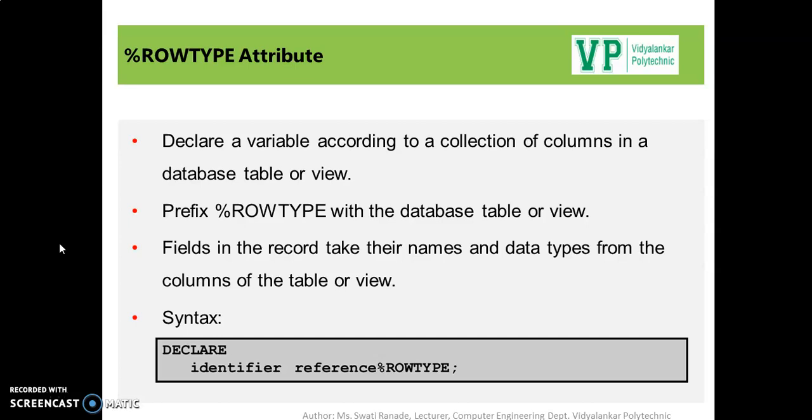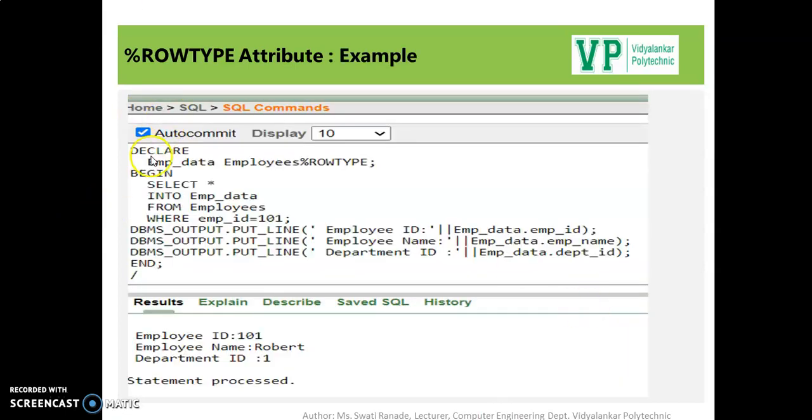So the syntax to declare such an attribute is, in the declare section we need to write the identifier name and then the reference. The reference can be a table or view. After that we need to write %rowtype. So here one example is there. In a declare, one identifier is there, emp_data, from the table employees%rowtype.